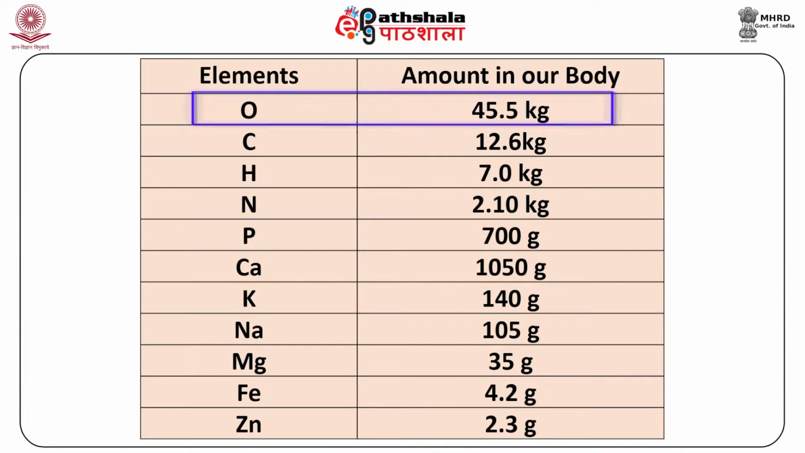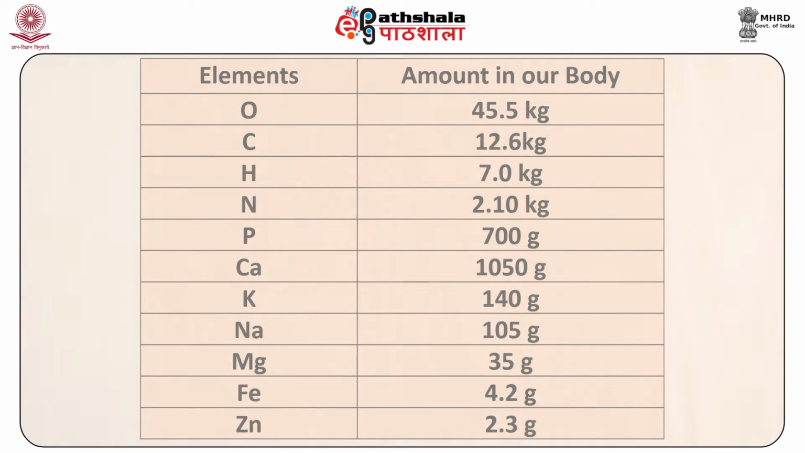Let's say in our body, the amount of oxygen is 45.5 kilogram, carbon 12.6 kilogram, hydrogen 7.0 kilogram, nitrogen 2.10 kilogram, phosphorus 700 grams, calcium 1.05 kilogram, potassium 140 gram, sodium 105 gram, magnesium 35 gram, iron 4.2 gram, zinc 2.3 gram.